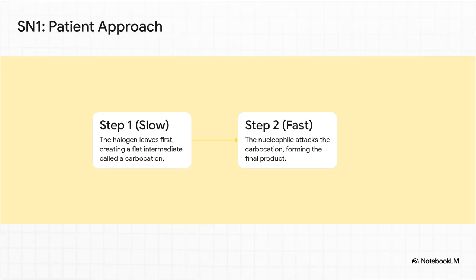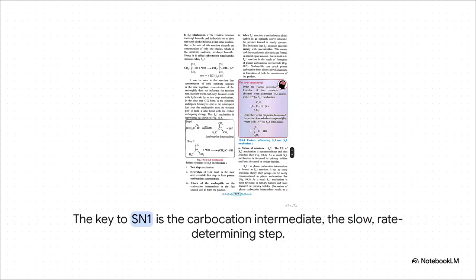But the SN1, now that tells a totally different story. This is the patient two-step plan. First, in a slow move, the halogen just leaves, all by itself. This creates a flat, temporary middleman called a carbocation. Then comes the fast part. A new group swoops in and attacks that carbocation to form the final product. That first step, that slow formation of the carbocation, is the bottleneck for the whole reaction. Everything has to just sit and wait for that to happen.